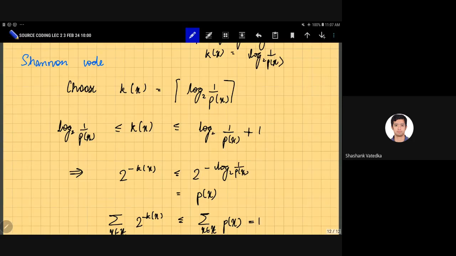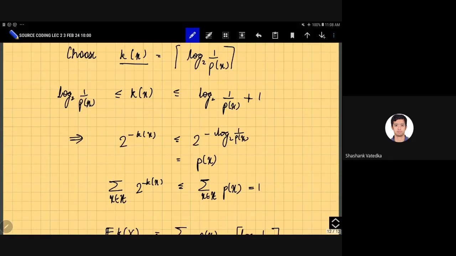So the Shannon code does the following. We'll make use of Kraft's inequality to construct the Shannon code. Instead of designing the code in the very beginning, instead of constructing the code words, we'll start by constructing the code word lengths. So we'll fix the code word lengths and then we'll design a tree code with the corresponding lengths. So we choose k of x to be the ceiling of log 1 over p of x. So p of x is known to us, so this choice of k of x is well defined. The corresponding code word lengths are going to be the ceil of log of 1 over the probability.